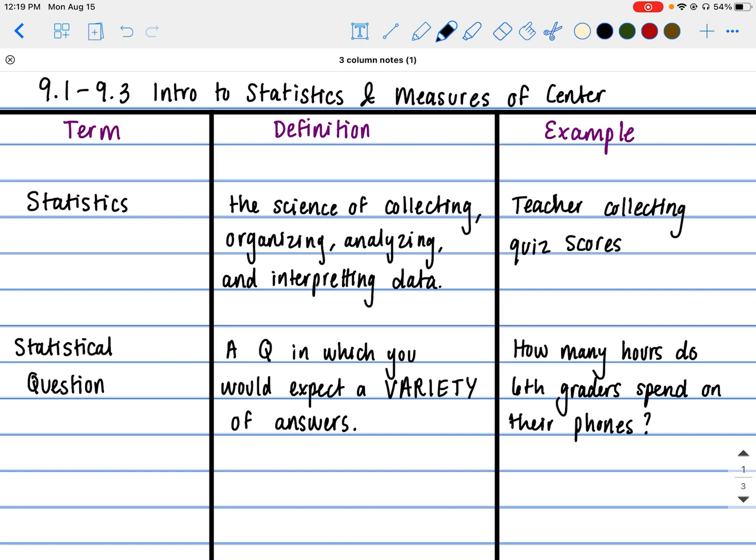Now, of course, when we ask this question as 6th graders, it's going to be a statistical question, right? The answers will vary. So if I asked Jessica, she might say that she spends 2 hours on her phone. And if I ask Carlos, he might say, well, I spend 0 hours on my phone because I don't have a phone. Or if I asked Deborah, she might spend 8 hours, ever since she gets home all the way to the evening. She might be on her phone. So the answers would vary. That would give us a variety of answers. That is a statistical question.